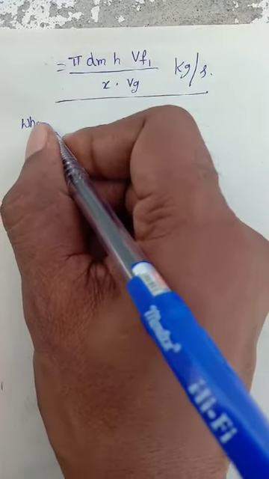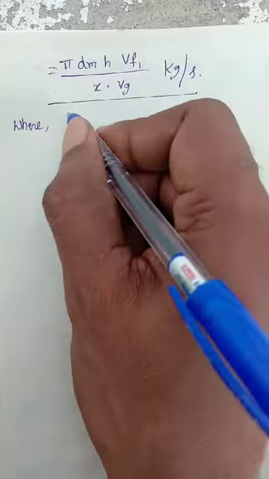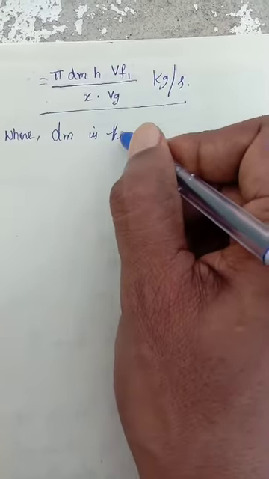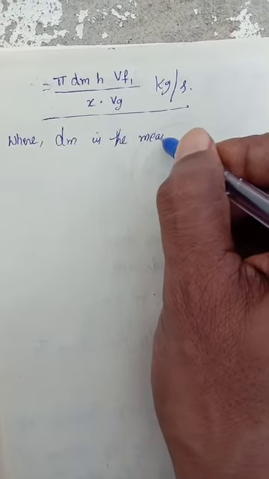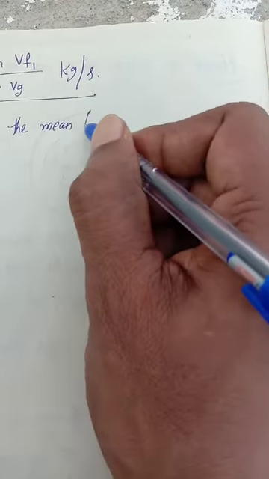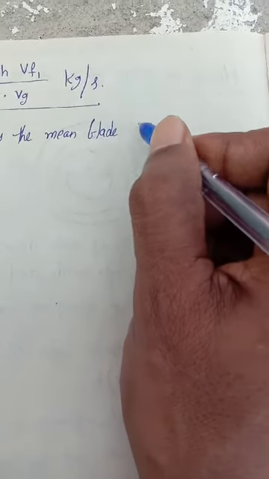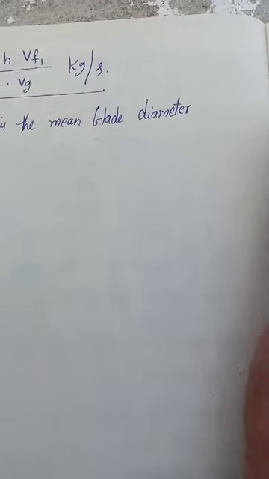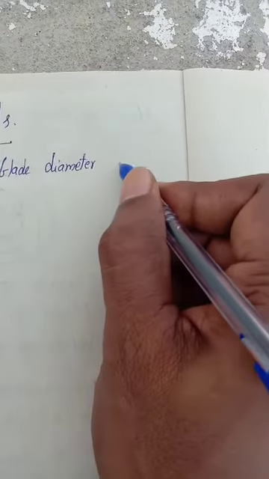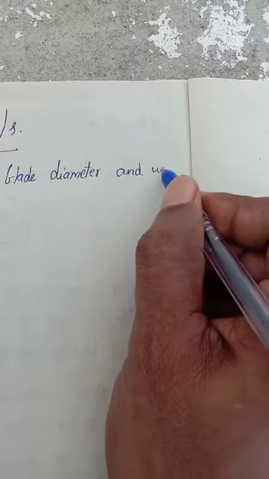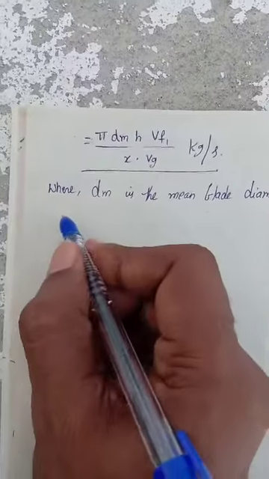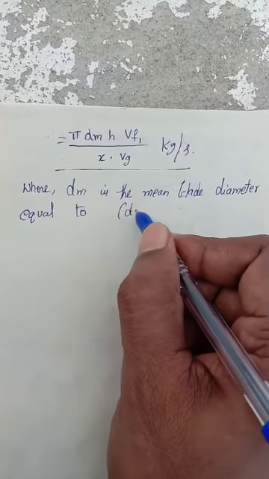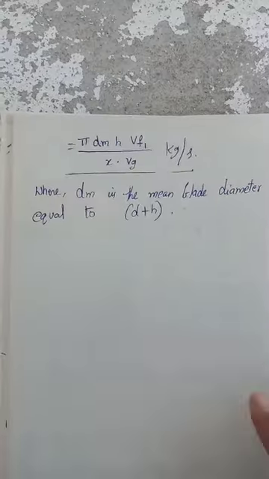Where dm is the mean blade diameter and is equal to D plus h.